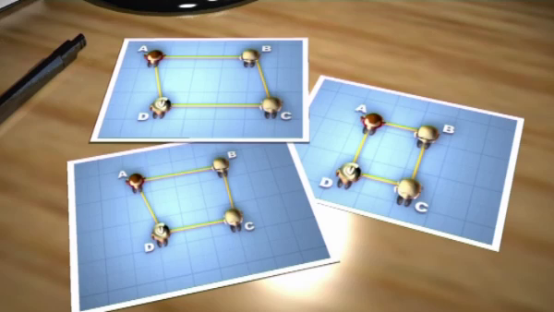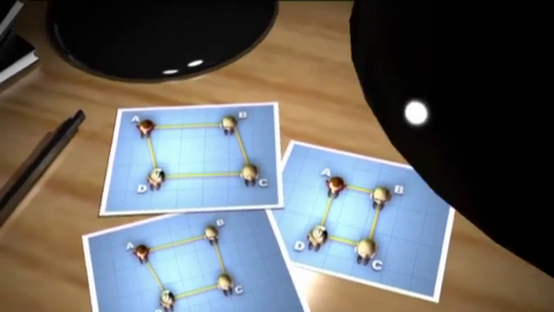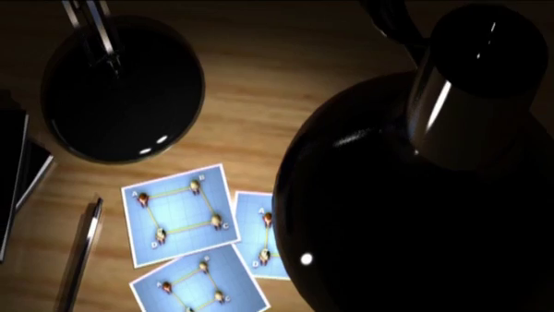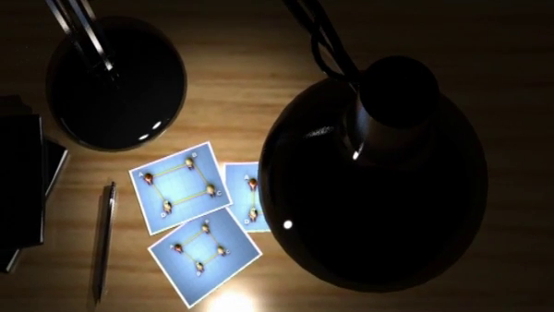So that's the case of the disappearing shapes. I wonder if they can ever be replaced. Stay tuned and we'll find out.